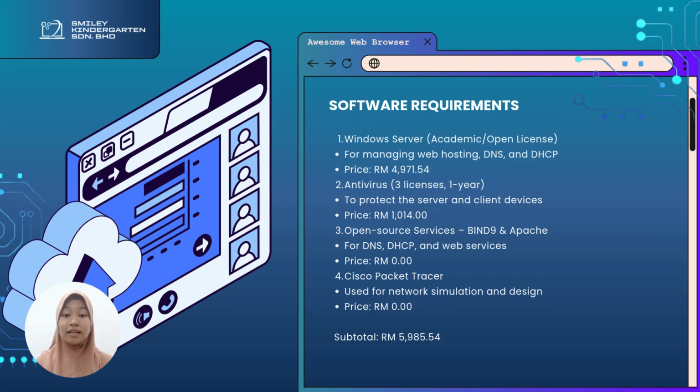Now, moving on to software requirements. These software components are essential to support device functionality, security, and server management. The first one is Windows Server Academic or Open License for managing web hosting, DNS, and DHCP. The second one is antivirus to protect the server and client devices. The third one is Open Source Service for DNS, DHCP, and web services. And lastly is Cisco Packet Tracer, used for network simulation and design.